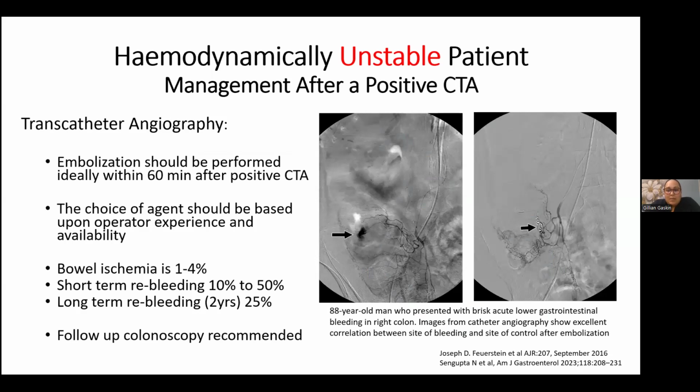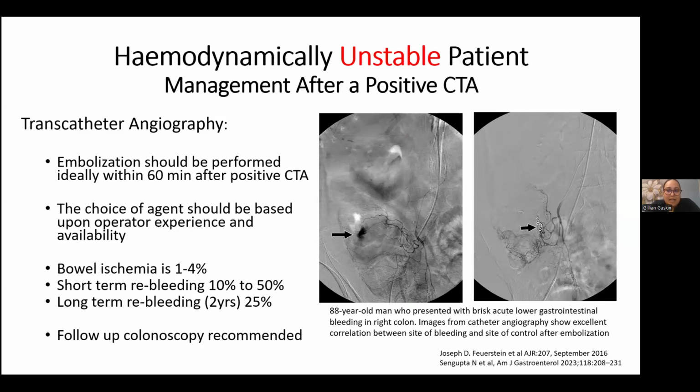So in the hemodynamically unstable patient in whom the CTA demonstrates a site of contrast extravasation, the preferred method to achieve hemostasis is transcatheter angiography. Patients should be referred to interventional radiology for embolization of bleeding mesenteric vessels. This should be performed as soon as possible after a positive CT angiogram, ideally within 60 minutes to maximize the chances of successful embolization. Time has proven to be a significant factor influencing patient outcomes.